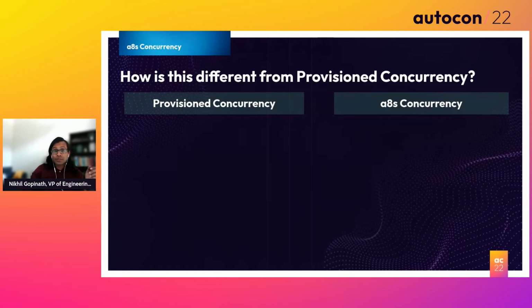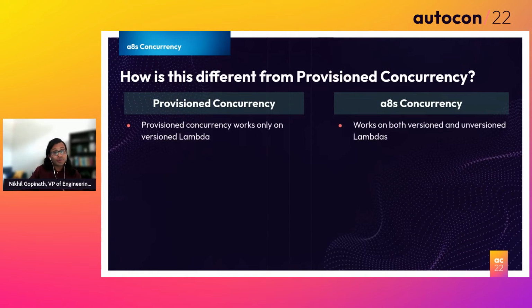Let's contrast this with provision concurrency, right? With provision concurrency, one of the challenges is you need a more stringent CI/CD and development process to make sure your Lambdas are versioned so that it can take advantage of provision concurrency. You cannot do provision concurrency on unversioned latest Lambdas. But autonomous concurrency works on both versioned and unversioned Lambdas. So any Lambda that you write would be able to take advantage of autonomous concurrency.